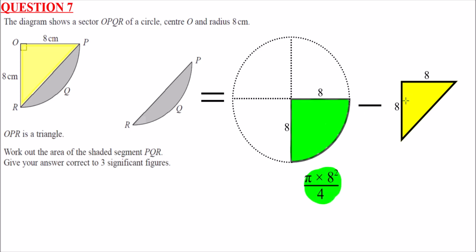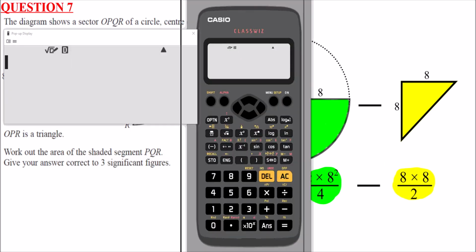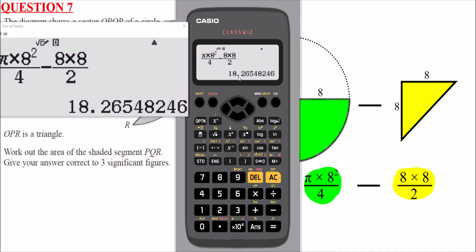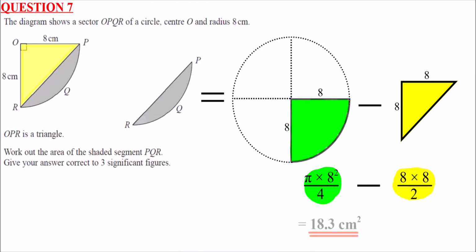And this one here, area of a triangle, is half times base times height. It's also going to be half times 8 times 8, or 8 times 8 divided by 2. So we can now type this in on the calculator to get what it's actually worth as an area. So shift pi times 8 squared all over 4, and minus away from that 8 times 8 all over 2. That gives us, correct to 3 significant figures, 18.3, because that 2's next door to a 6, so rounds up. So the area of that shaded region, therefore, has to be 18.3 centimetres squared.